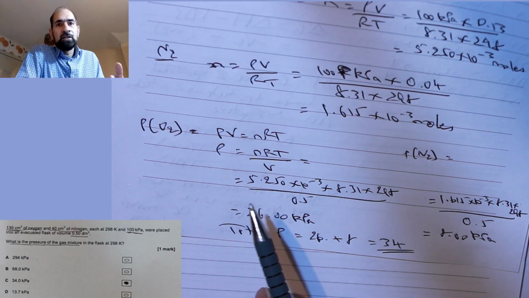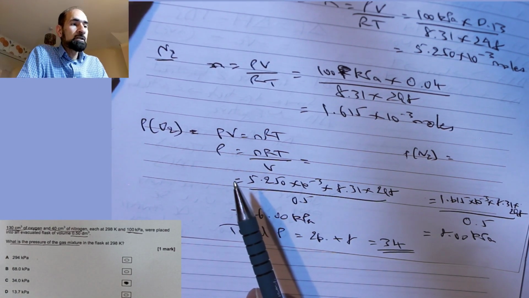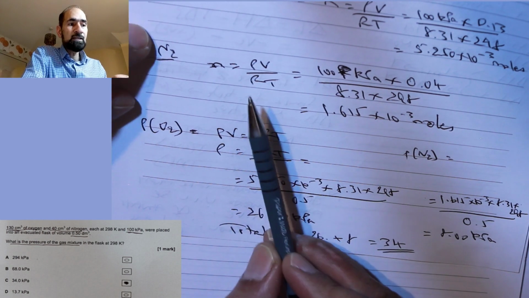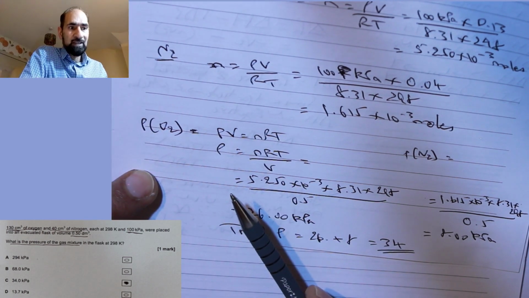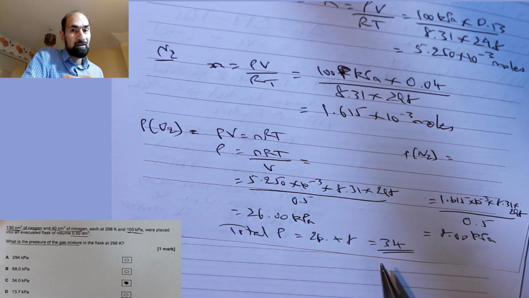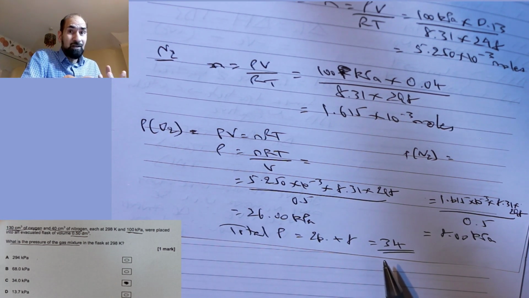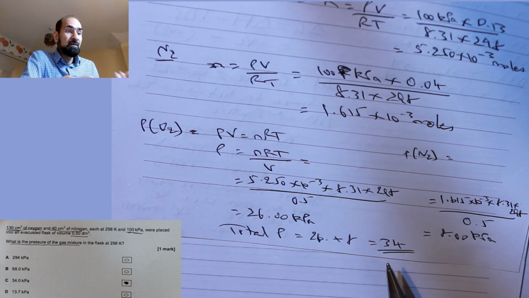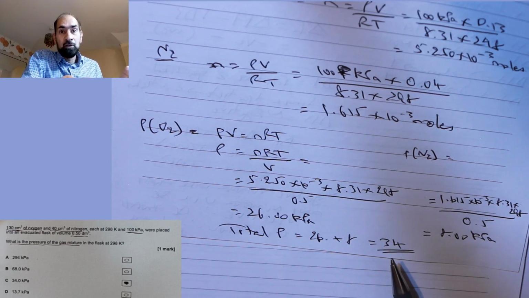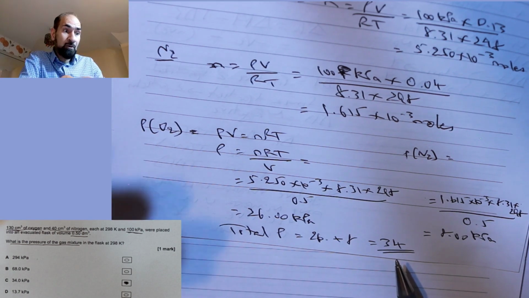So just to summarize, I've worked out the moles of each of these gases, and then I've used those moles to find out the pressure for each of those gases, and then I've added the pressures together to get you 34. As I say, it's a longer method, but they could have given you it as a structured question, and they could have said show that the pressure of the total mixture is 34, and that way you would have had to do this.